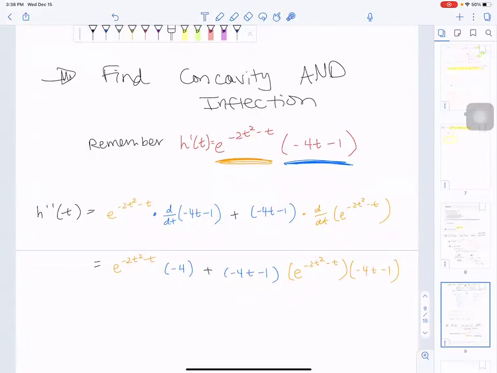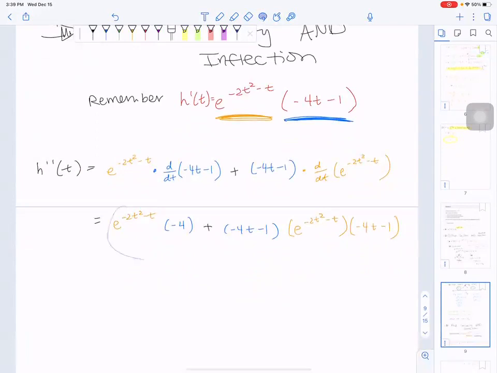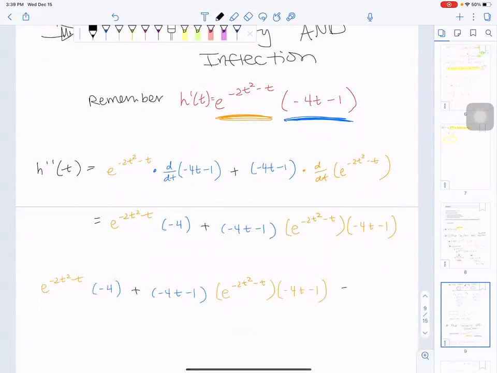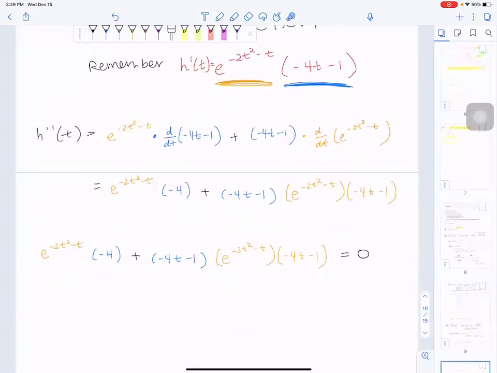Now for your second derivative sign chart, we want to set the second derivative equal to 0 in order to find our points. So if we set our second derivative equal to 0, what did I just mention about how you find the roots? You notice something similar here, this e of t, this e of t. So we want to factor that out. So we're left with -4 plus (-4t minus 1) squared. This equals 0.